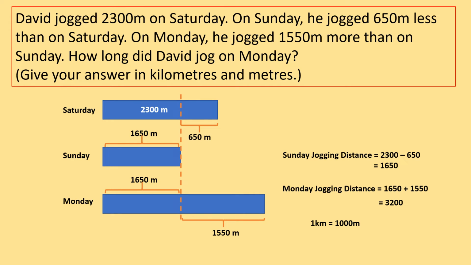So 1 kilometer is 1,000 meters. So you have to divide 3,200 meters by 1,000 in order to get the answer in kilometers. That will give me 3 kilometers and 200 meters.